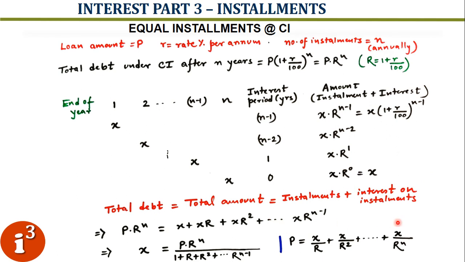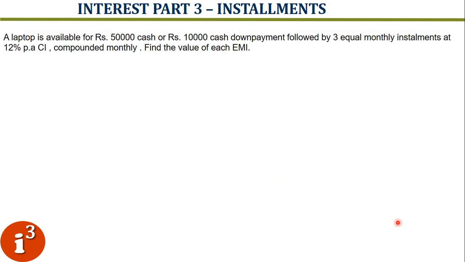Again, the same thing we did in SI applies in compound interest. Just the formula for calculating the interest or the amount is different, but the concept is the same. So let's solve one more question with this concept of equal installments under compound interest.